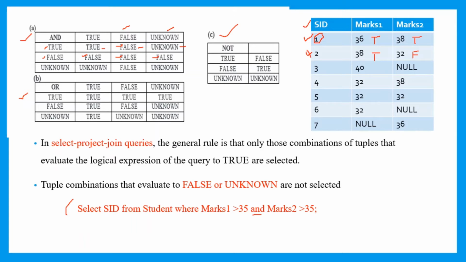Then we'll go for the third row. The third row, the marks 1 is 40. The 40 is greater than 35. Yes, it is true. And the marks 2 is greater than null. The null may be greater than 35 or may not be. So this is unknown.